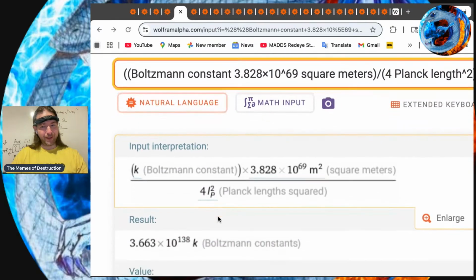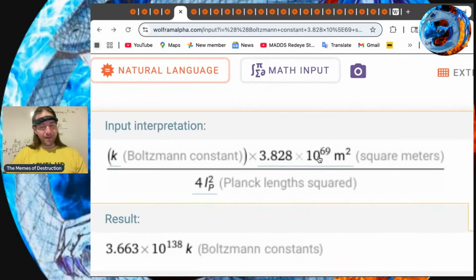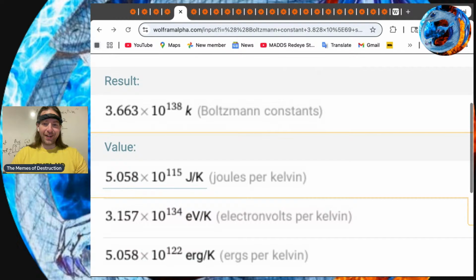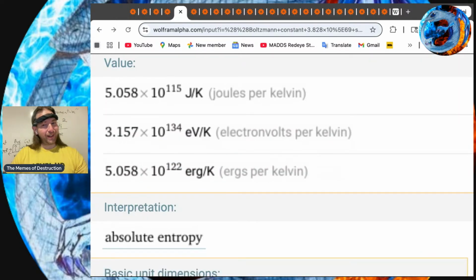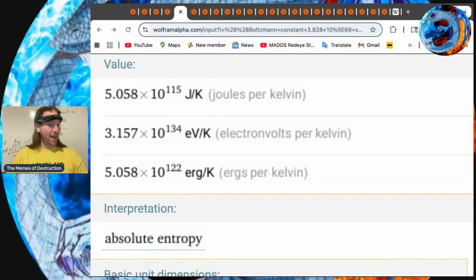We've got our Boltzmann's constant there. We've got our area there. And we've got our 4 Planck length squared, so we've got our 4 Planck areas. Okay. That gives us these numbers. Now, it's giving us these things. And again, speculation. No. Totals.